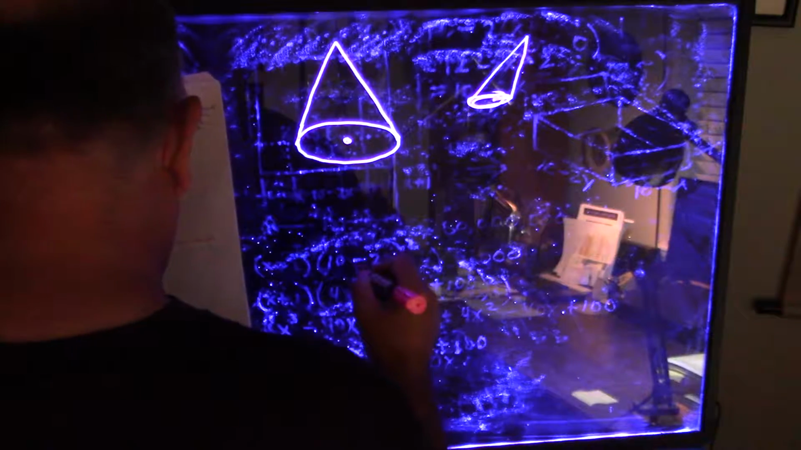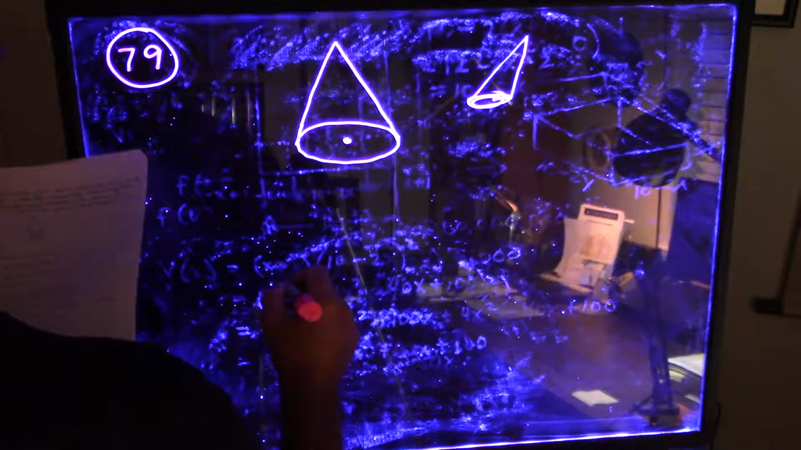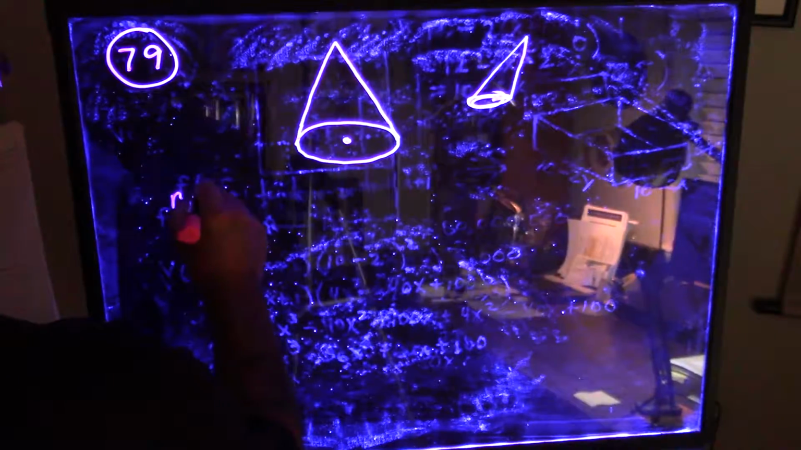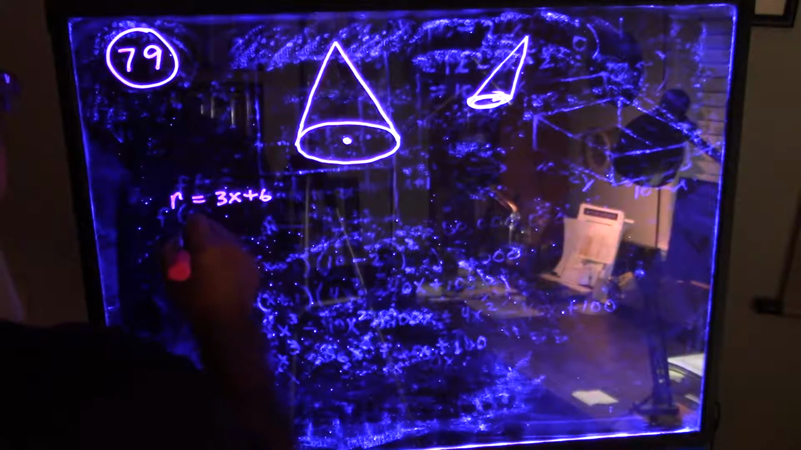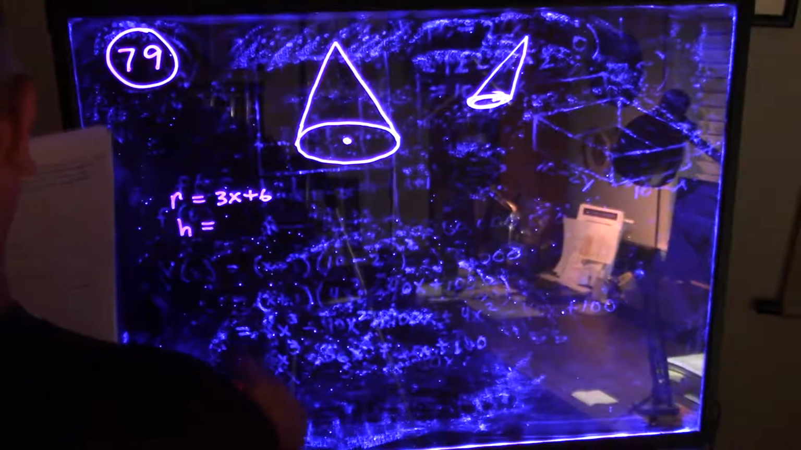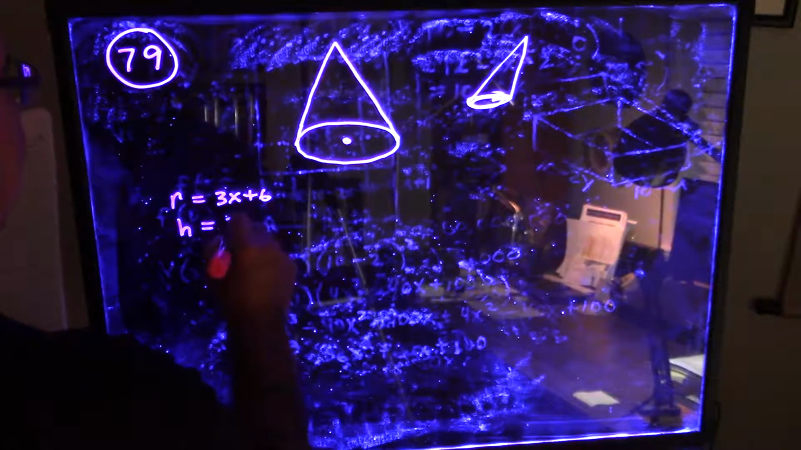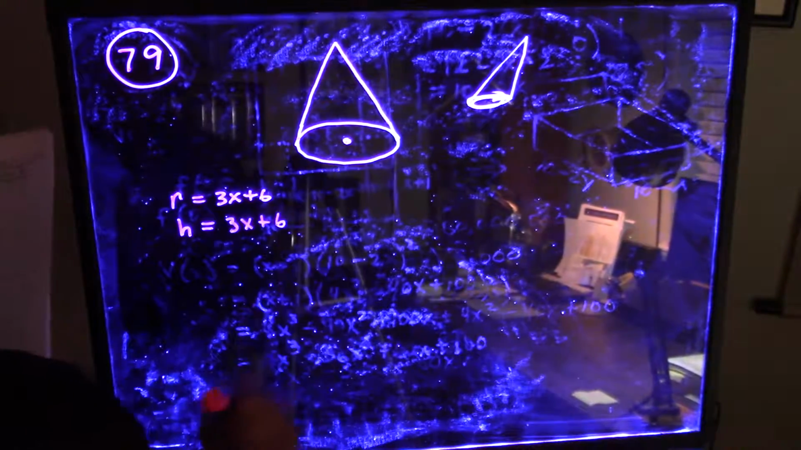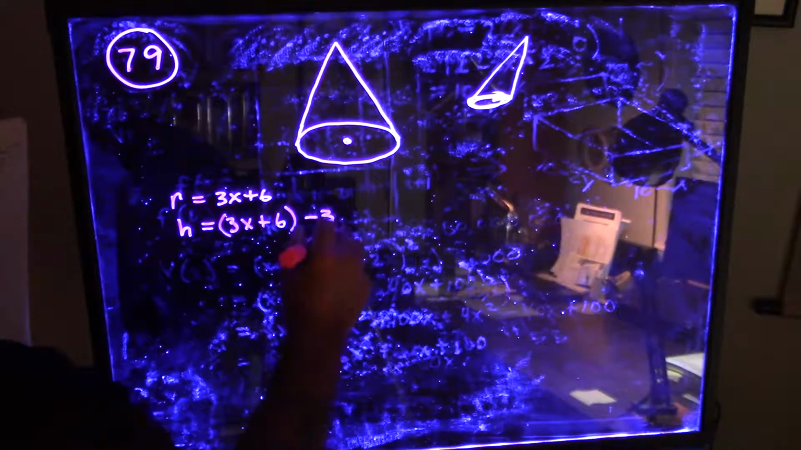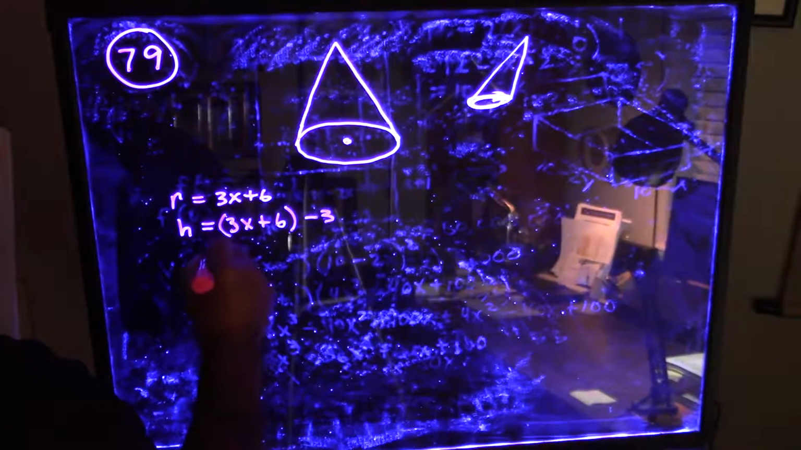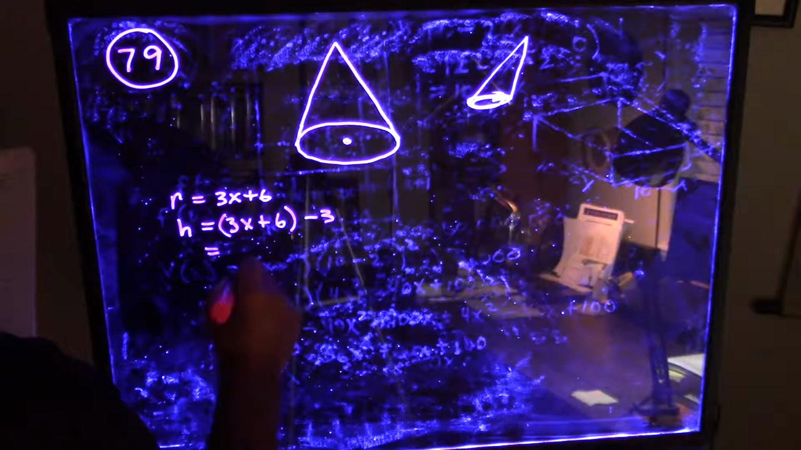So let's see, what do we have? We have r, the radius, is 3x plus 6. And the height, h, they said, is 3 units less than the radius. So you take 3x plus 6 and subtract 3 from that. I'll put that in parentheses. 3 units less than the radius. So that's 3x plus 6 minus 3, which is 3x plus 3.